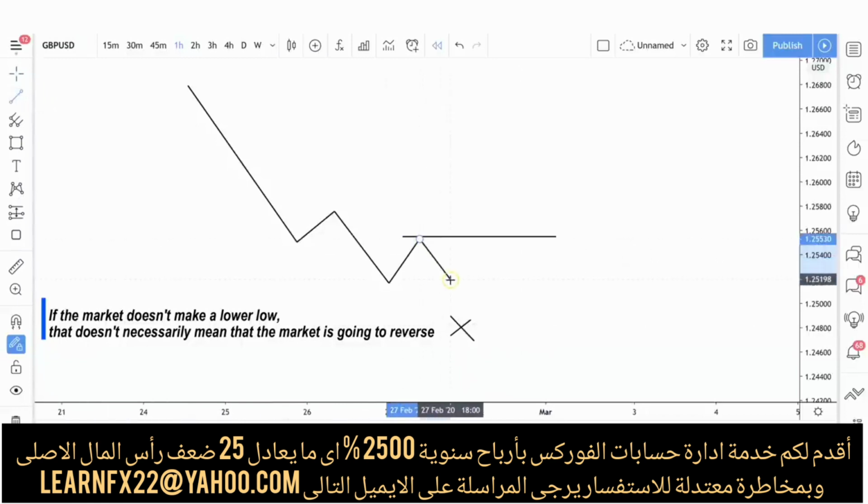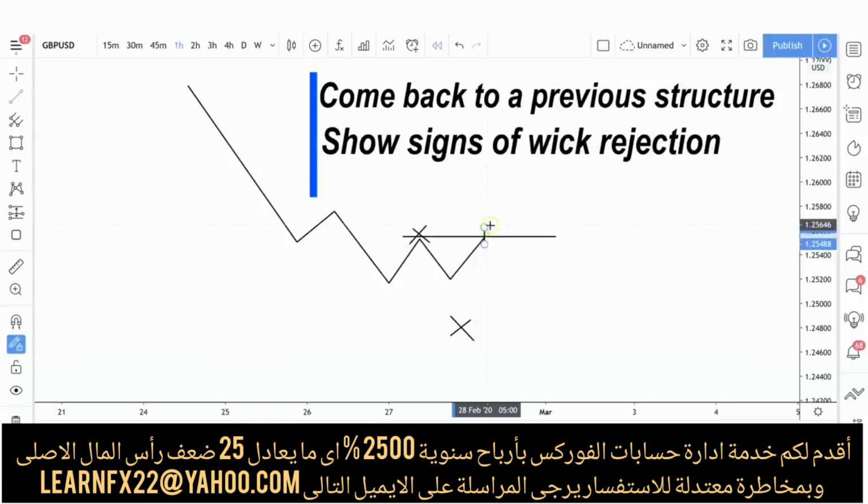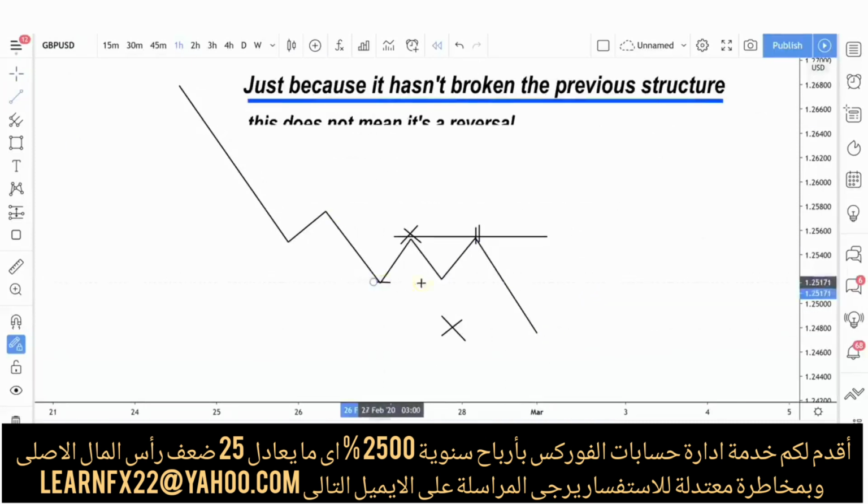But what the market will likely do is come back to a previous structure, or lower high or higher low, show signs of wick rejection, whatever you want to call this, a liquidity pullback, collecting orders, not enough orders, I don't really care. And then eventually you'll see the market push to the downside. So not every single time will you see the market make that lower low immediately. Sometimes the market will create a level, push away from that level, come back, react to that level, and then continue down. Just because it hasn't broken the previous structure, this does not mean it's a reversal.